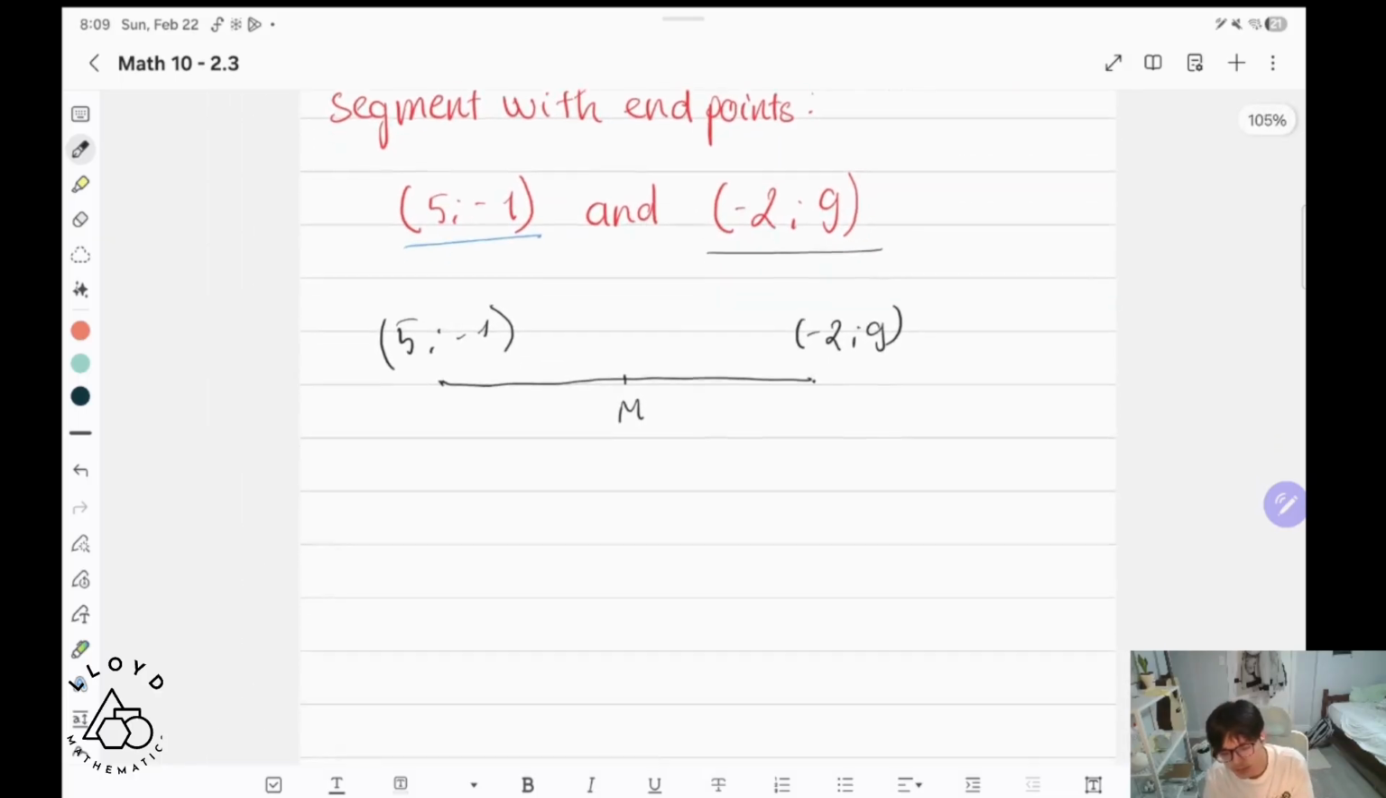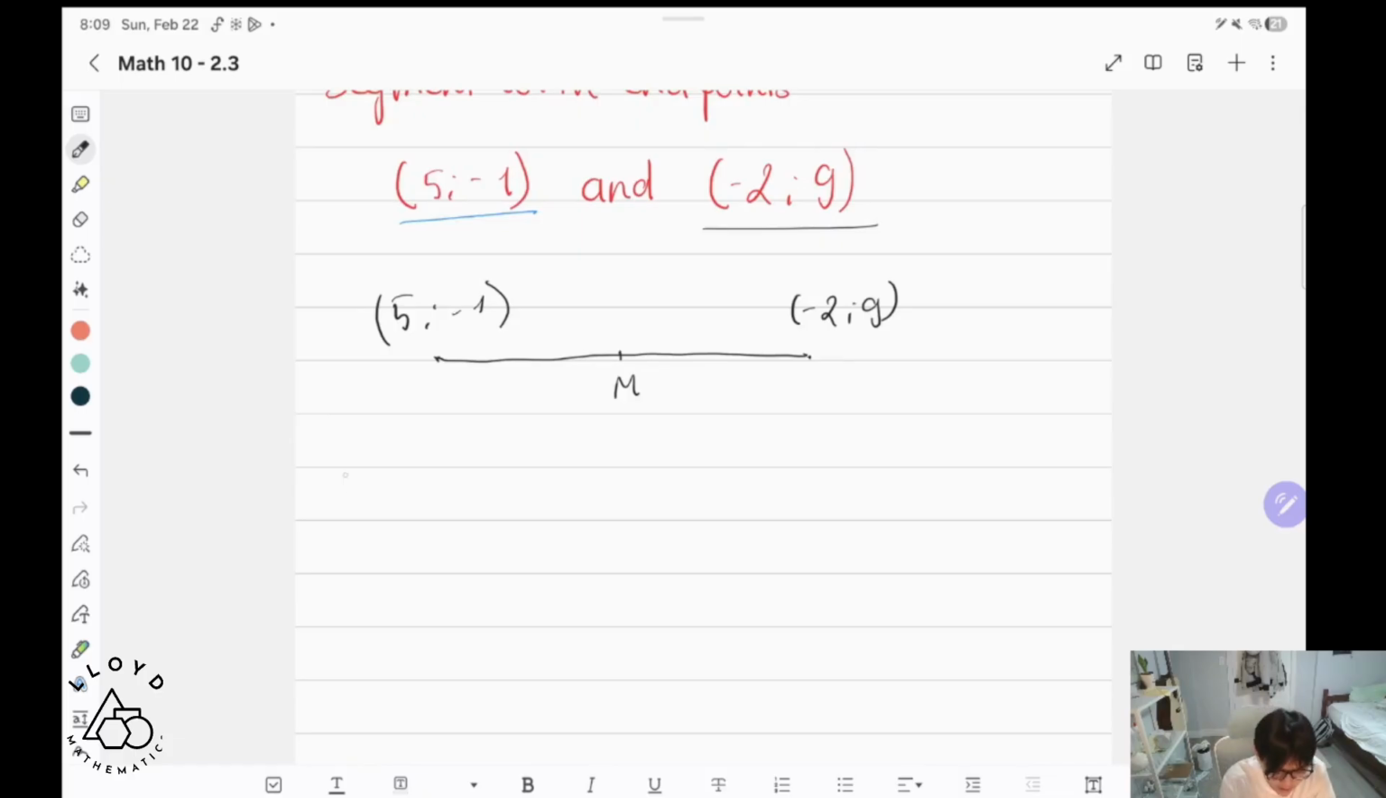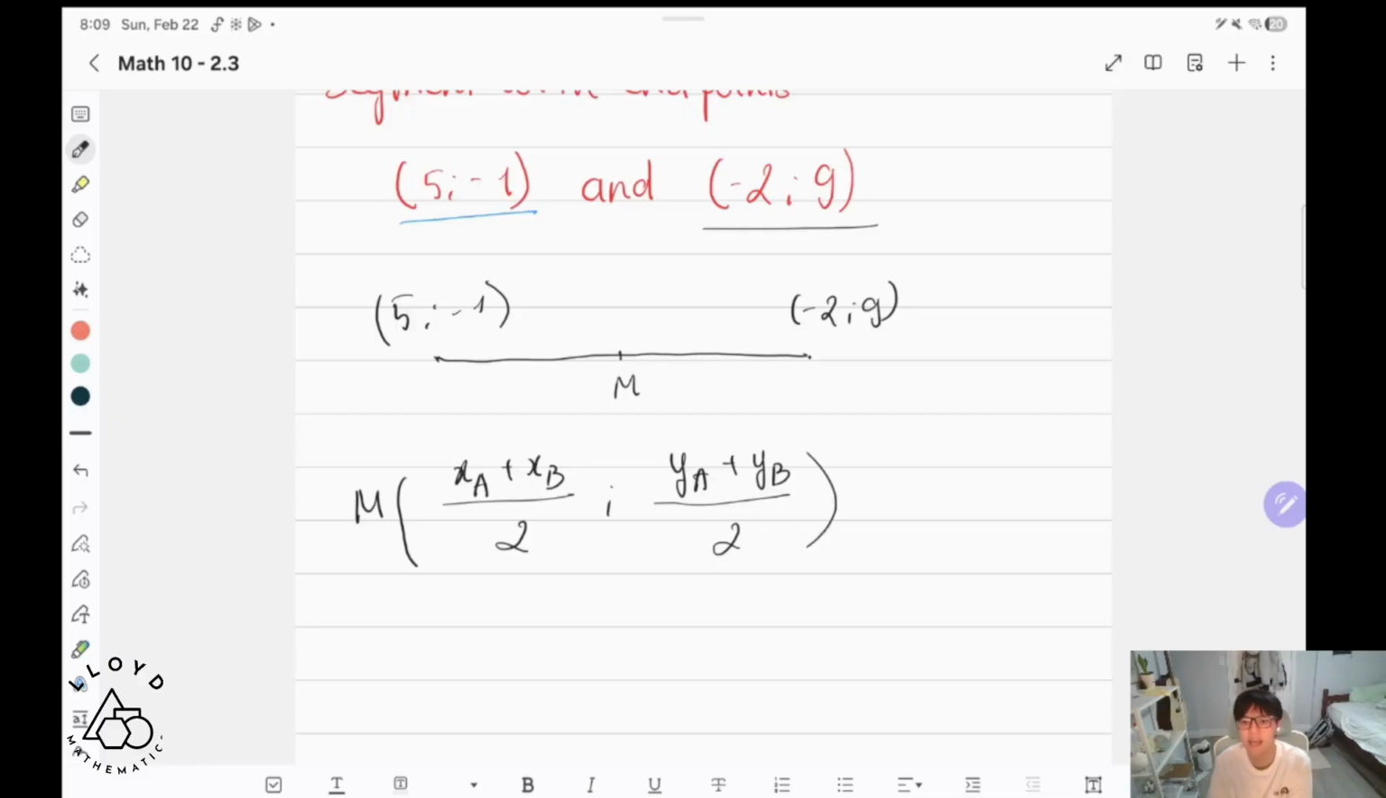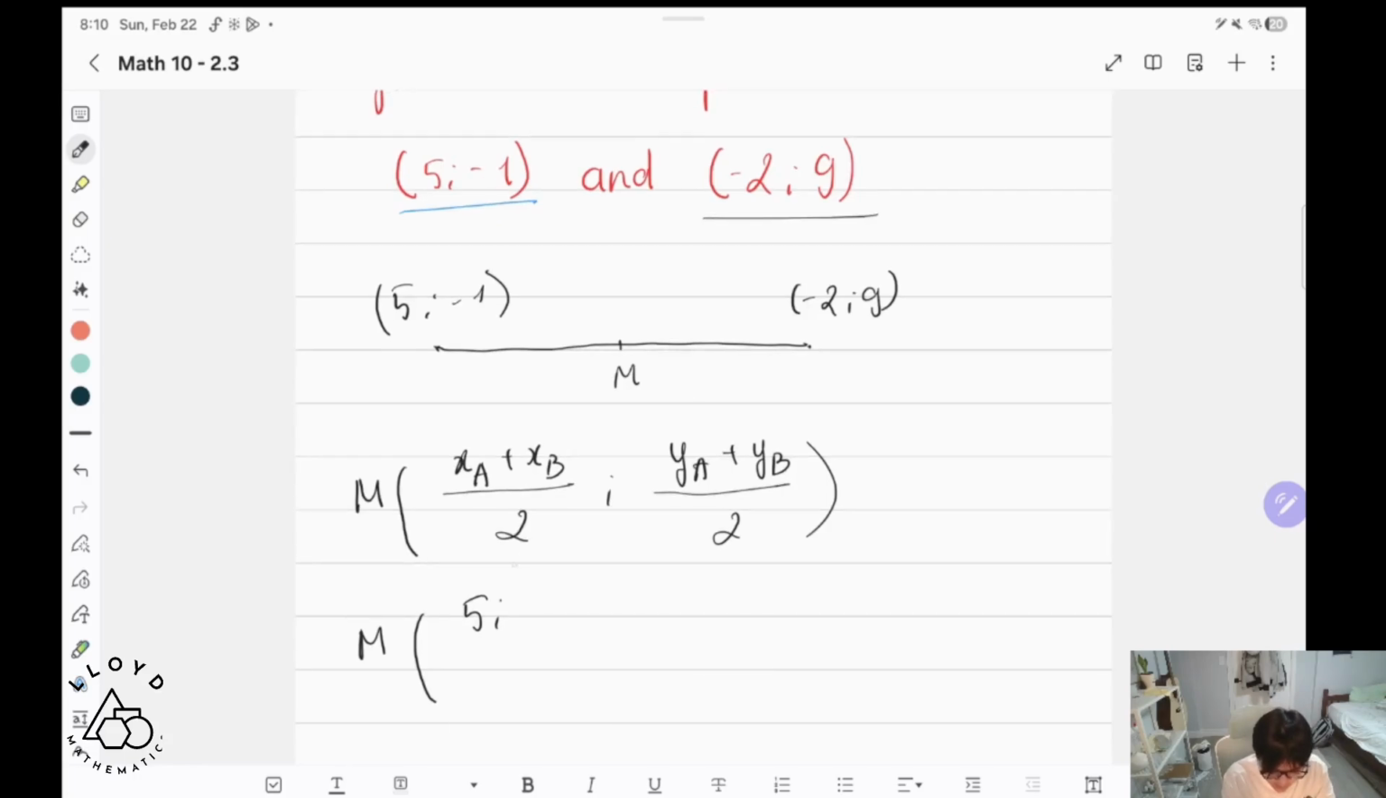As we learned in the previous lesson, the M point will have the coordinate XA plus XB divided by 2, and YA plus YB divided by 2, where A and B are the two endpoints of this line segment. So in this, I will just replace XA with 5 and, sorry, replace XB with -2, plus -2 divided by 2.